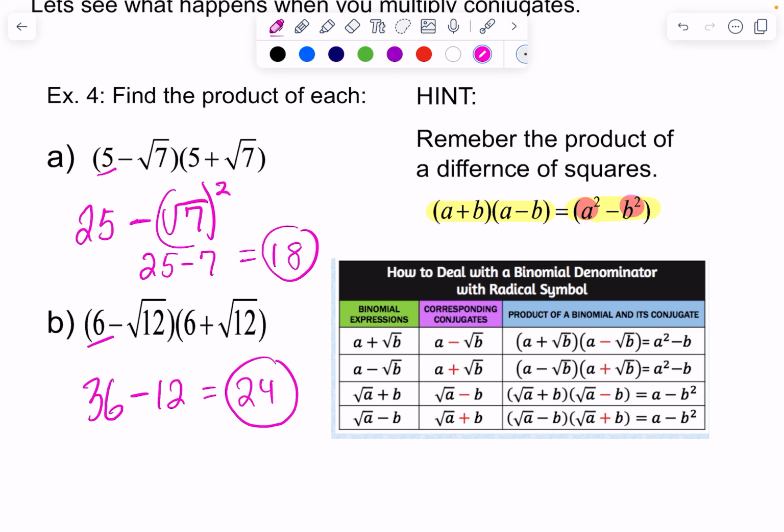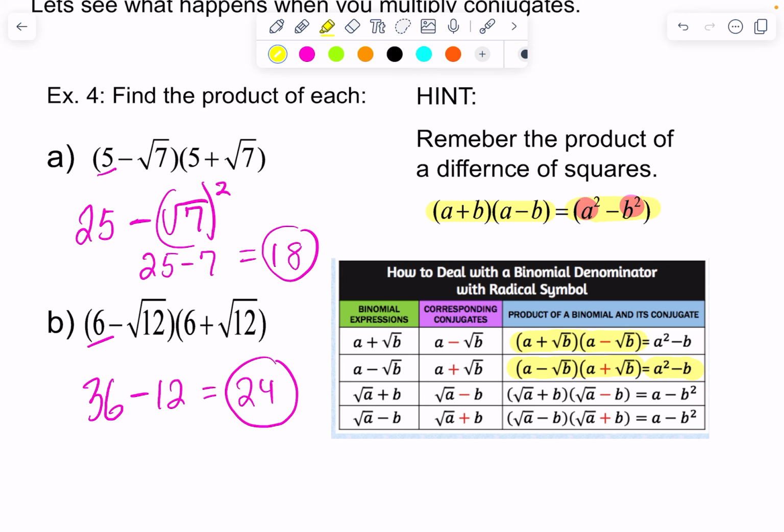Now, if you want to go even deeper, I set this up for you here. If I have a plus square root of b times a minus square root of b, it's always going to equal a squared minus b. In other words, first term squared minus second term squared. If I have it the other way, a minus square root of b times a plus square root of b, same thing. First term squared minus second term squared.